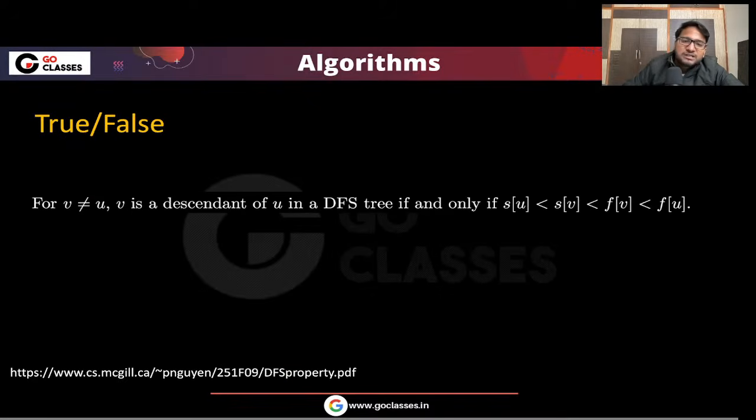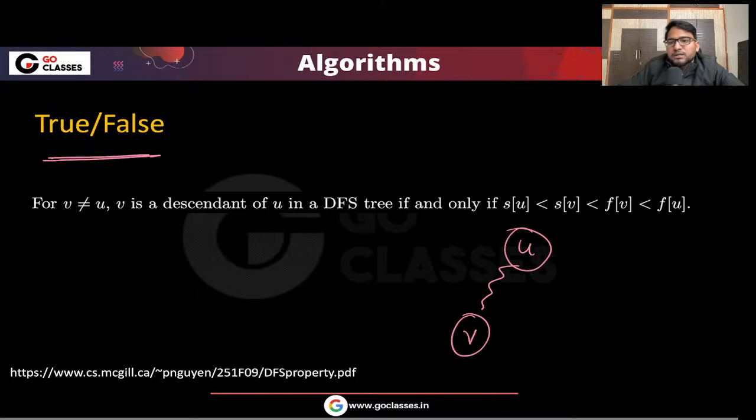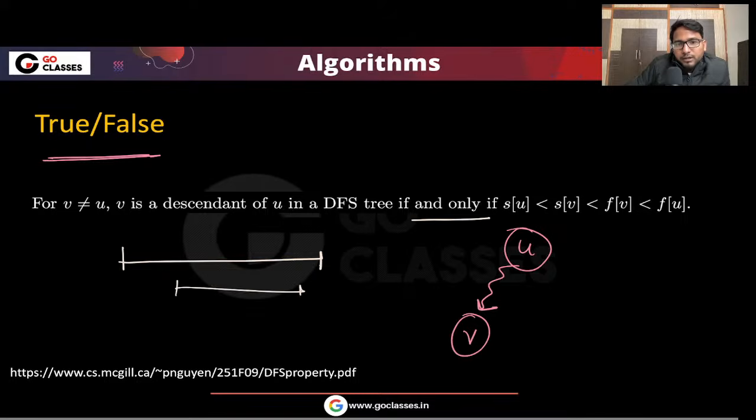Okay, let's see this question. What they are saying is interesting. They are saying, is this true or false? If V and U are not equal, V is a descendant of U, which means V is here and U is here in the DFS tree, which means there is a path from U to V in the tree, if and only if this is true or false. S means start, you are starting U, and then ending. This is U, this is V. If and only if this happens, is this true or false?